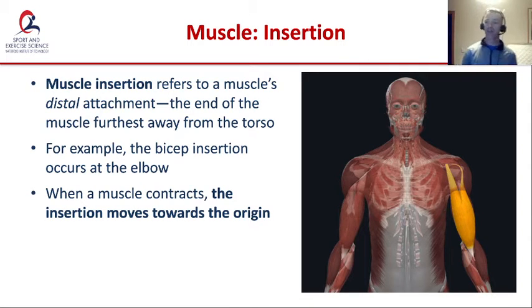So if we look at our bicep as an example, I'm going to hold my arm up to the side here. My bicep is the muscle here. As my bicep muscle contracts and shortens, the insertion is pulled towards the origin, and that creates movement at the joints. So the origin is generally at a fixed point, and the belly of the muscle will cross over either one or more joints, and when that muscle contracts, movement occurs as the insertion of the muscle is pulled towards the origin of the muscle.